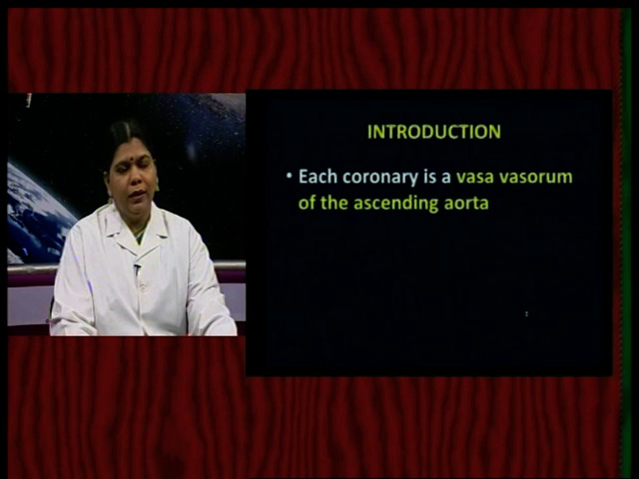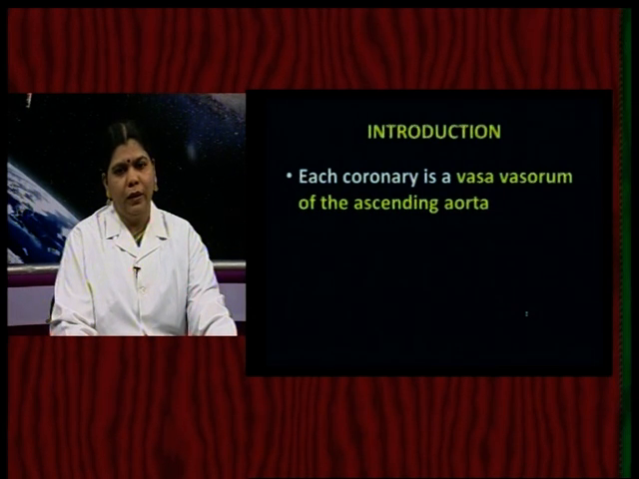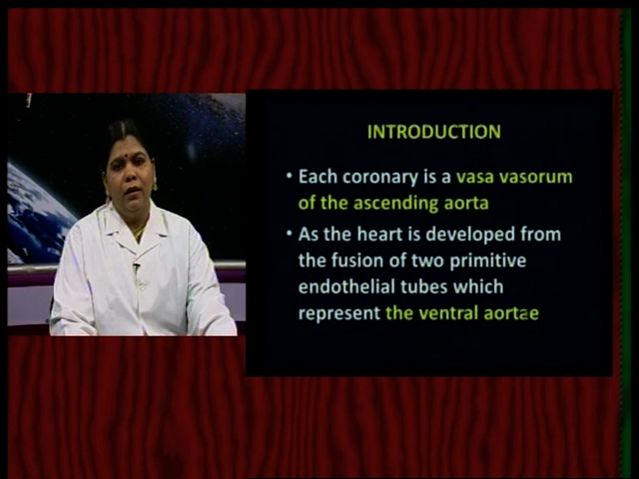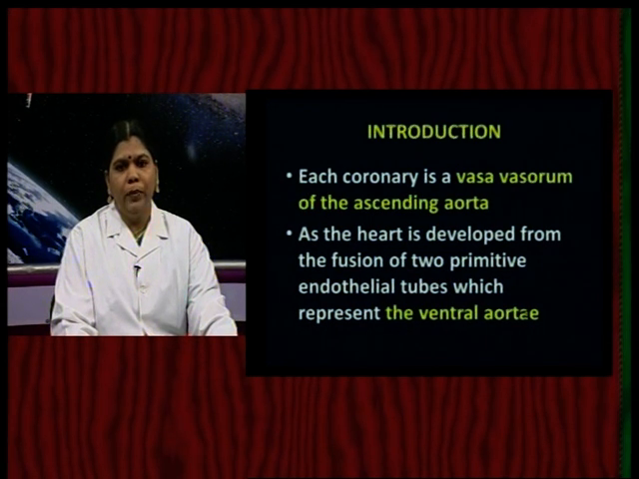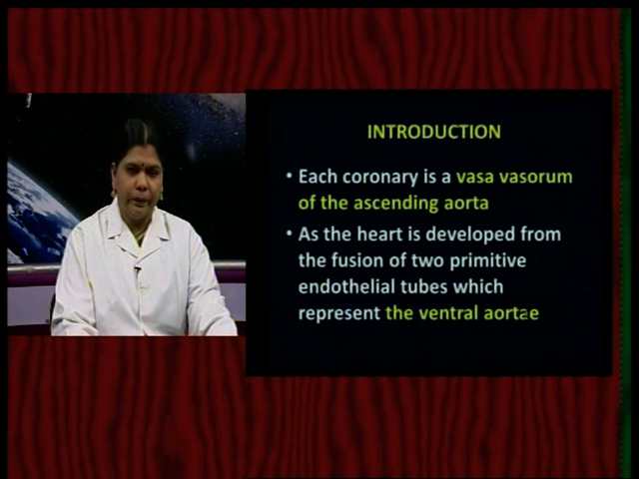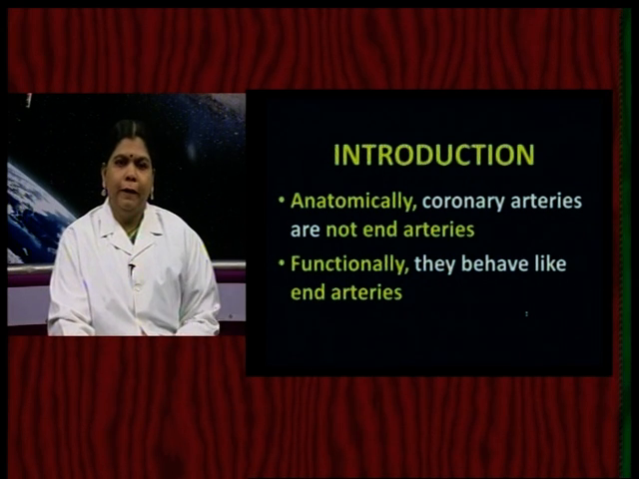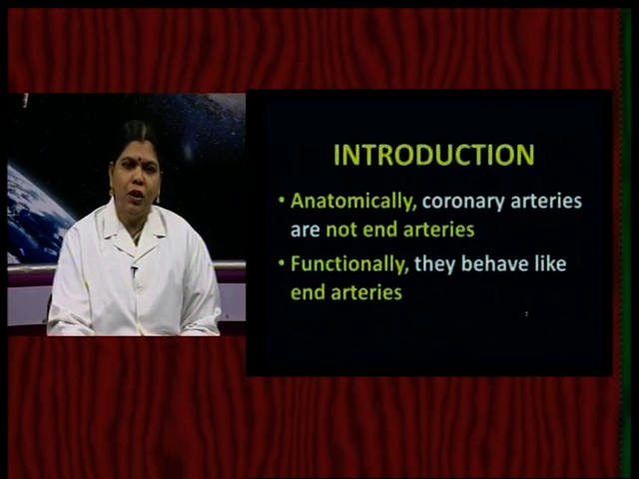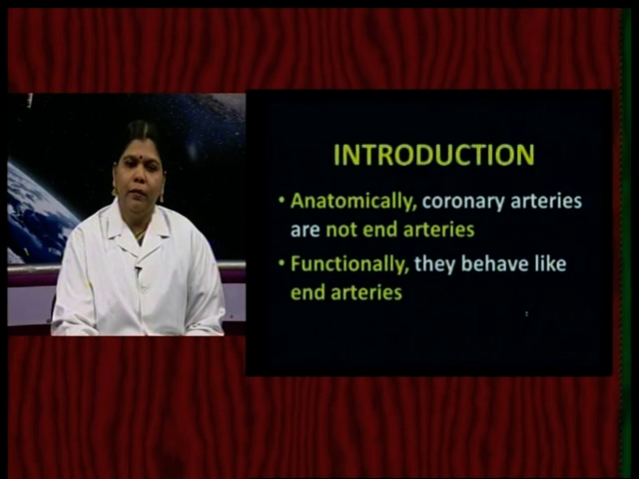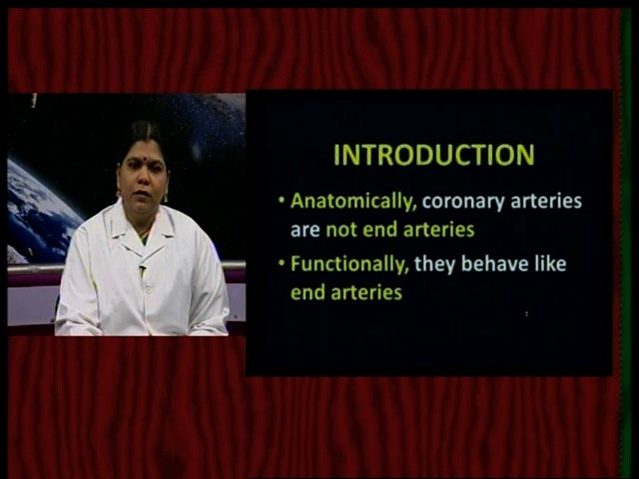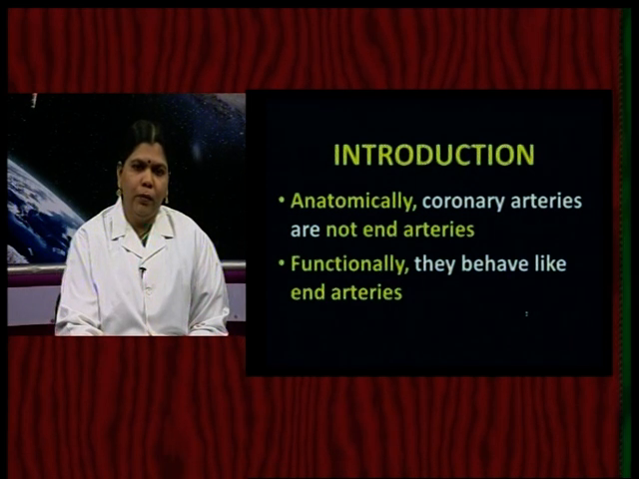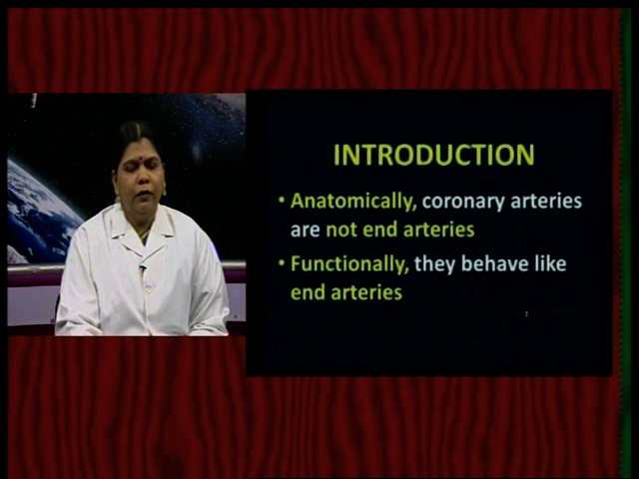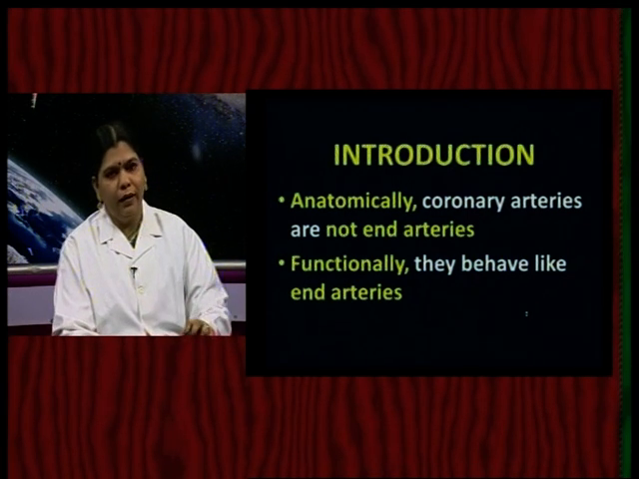So this coronary artery is the vasa vasorum of the ascending aorta because the heart is developed from the fusion of two primitive endothelial tubes which represent the ventral aorta. Anatomically, the coronary arteries are not end arteries. They anastomose with each other by their trunks, branches and sub-branches at all levels, at all layers of the heart. But functionally they behave like end arteries.